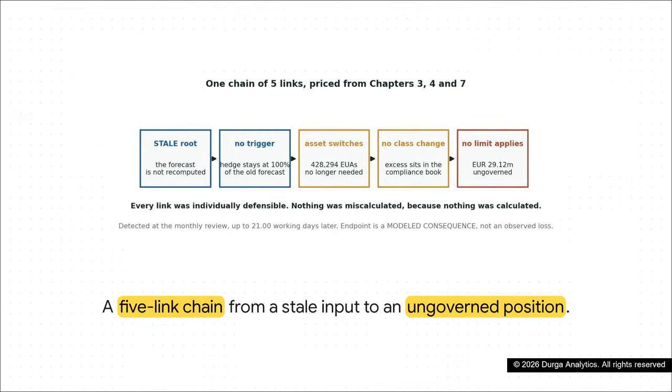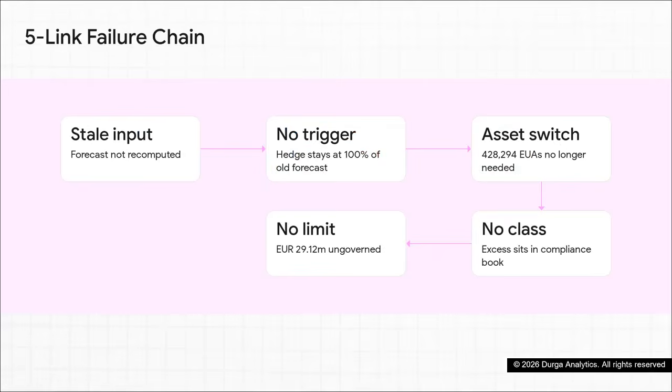And this brilliantly illustrates what a real disaster looks like. We're looking at a constructed 5-link chain that results in a 29.12 million euro ungoverned exposure. What makes this utterly terrifying, and which should honestly keep risk managers awake at night, is that every single individual link in this chain was entirely defensible at the time it happened. Let's walk through it together.